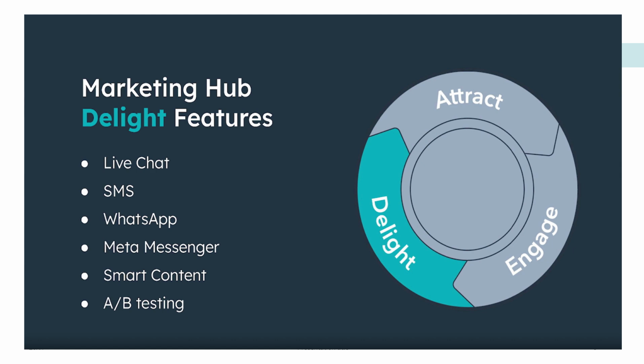The third thing is marketing delight. This contains live chat, SMS, WhatsApp, Meta Messenger, smart content and A/B testing. With Marketing Hub, each of these stages is one easy-to-use platform. Attracting visitors to your website and content is the first step in the methodology.